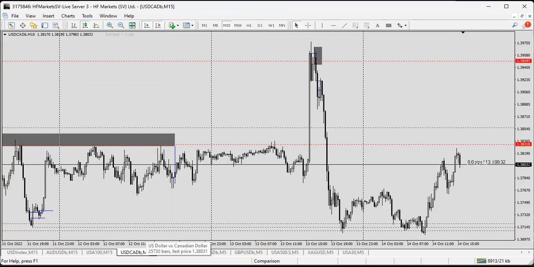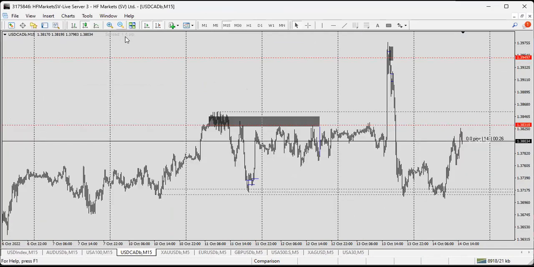UCAD, the DXY weakness means UCAD pushes lower again. Do we have a reason for UCAD to go lower? Liquidity taken, unless we're going to go for this. This is the only clear liquidity pool I see building.